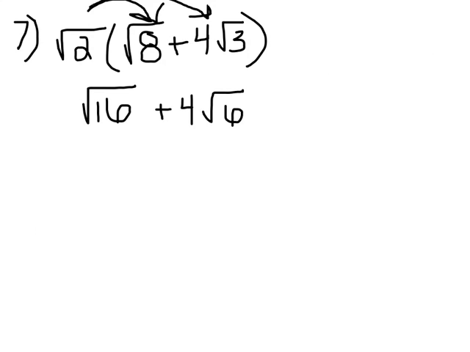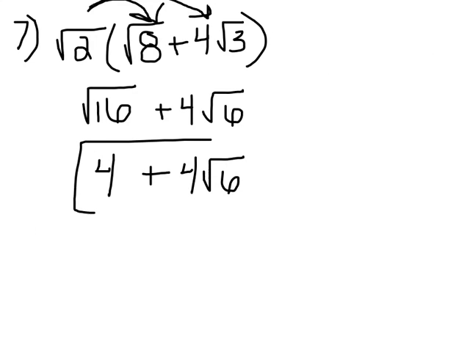We'll have to simplify radical 16. The square root of 16 is 4. Plus we have 4 radical 6, which cannot be simplified. So our answer is 4 plus 4 radical 6.